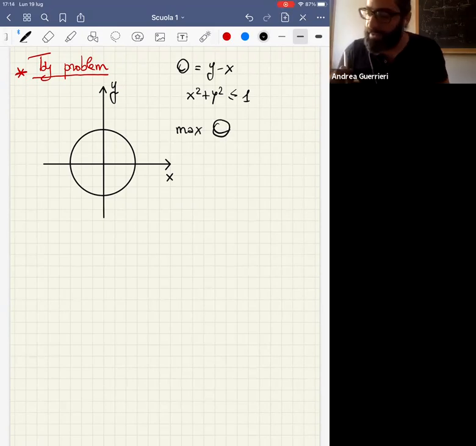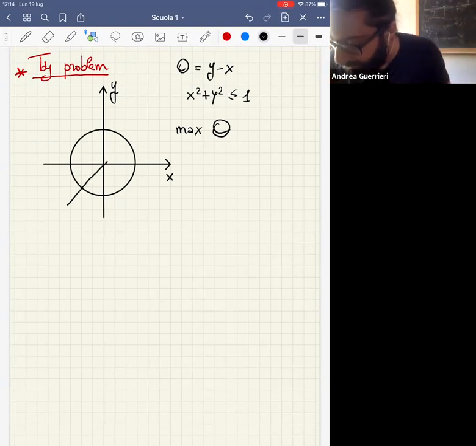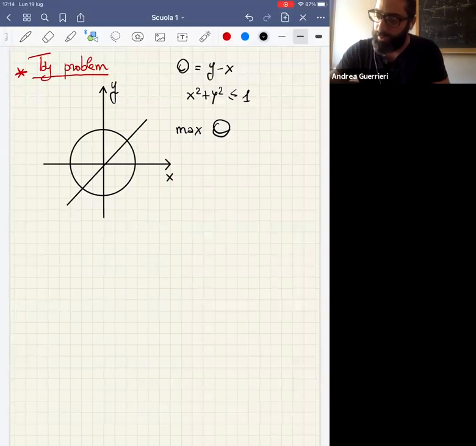Okay, so let's first solve this problem using the primal formulation. So what would we do in the primal? In the primal, we will start to draw straight lines and see how far we can go. For instance, I draw this straight line here that passes through the origin, which is y minus x equal to 0. And of course, my objective is 0 for this ansatz.